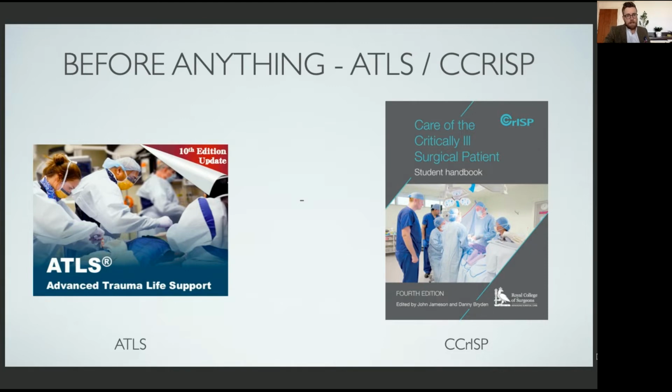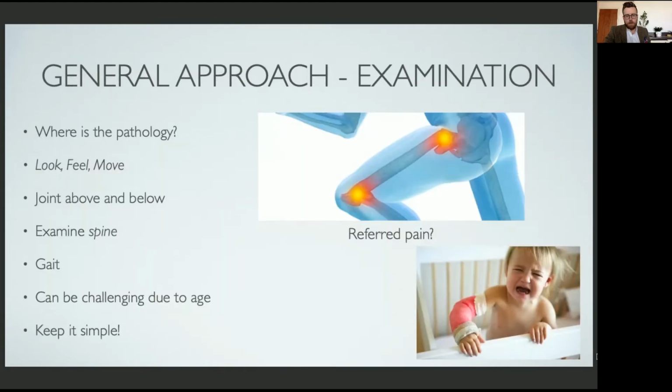So anytime you're asked anything, don't jump straight into talking about the fracture that's straight up in front of you. You start off with a scenario saying, you know, I would approach this patient with an ATLS algorithm approach. I would approach this patient with a CRISP type approach. And when you get on to discussing examination and looking at the patient, once you've assessed that there's no pertinent life threatening injuries from an ATLS perspective, from a CRISP perspective, you want to ask yourself, where is the pathology in the patient themselves?